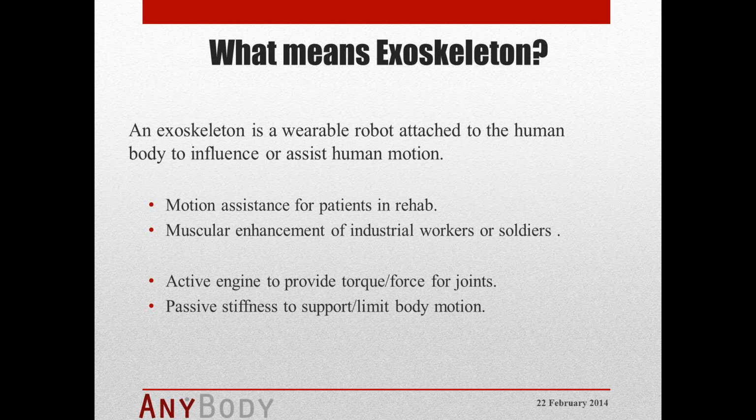You can divide it thereby: either it's motion assistance for patients in rehab that don't have the full strength, or it can be for people who have their full strength a muscular enhancement, for example for industrial workers or soldiers that need additional strength. So an exoskeleton can either have an active engine to provide active torque or force for joints, or it can have a passive stiffness to support or to limit some body motion.